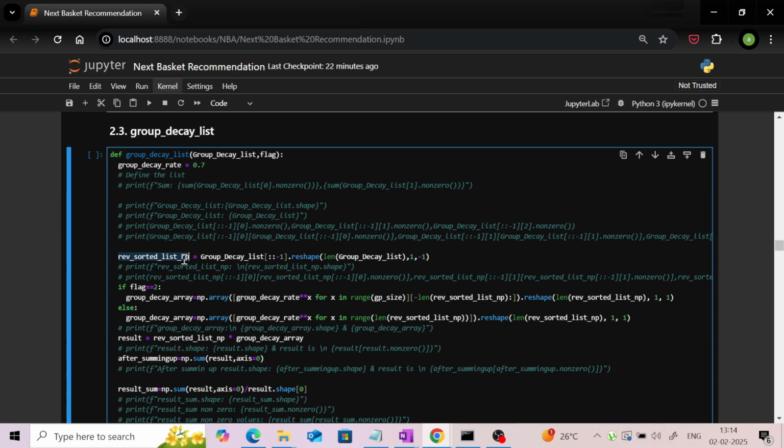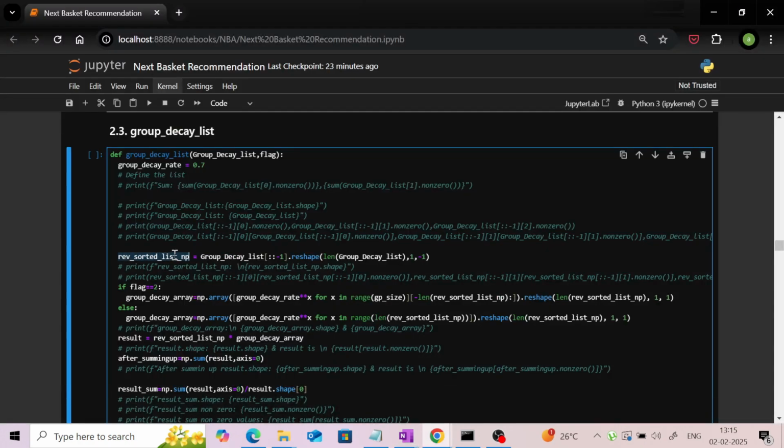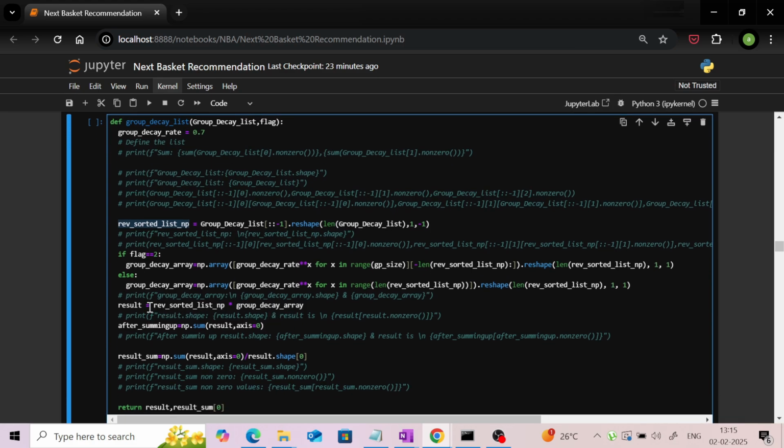That's because we already have this reverse sorted list np of the dimension 7 by 1 by 11997. When we do element-wise multiplication, we want this group decay rate to be in an array format where the dimension of the array is 7 by 1 by 1. Only then can we do an element-wise multiplication, and that will be much faster. Or else we have to loop over this list and then assign the group decay rate, which will be much slower. That's why numpy is said to be very fast as compared to general python.